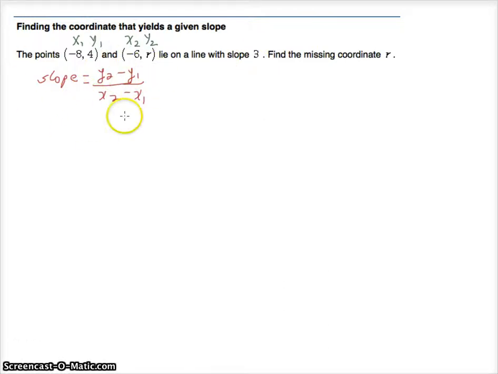So the first thing we need to do is remember how to find slope, and then we're going to plug our values in. So we're going to say our slope is this formula, and we're going to use this information. Okay, so our slope is actually 3. So if the slope is 3, we're going to say that 3 is equal to y2 minus y1. So here we have r as our y2 value, r minus 4 over x2 minus x1, which is -6 minus -8.